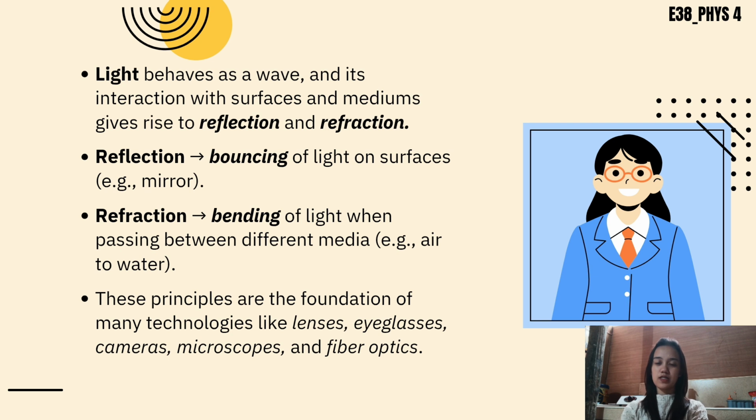Good day, everyone. Today I'll be discussing how light behaves. First, light behaves as a wave, and when it interacts with different surfaces and mediums, it results in two main phenomena, which are reflection and refraction. Reflection is the bouncing of light on surfaces, for example, when light hits a mirror. Meanwhile, refraction is the bending of light as it passes from one medium to another, for example, from air moving into water.